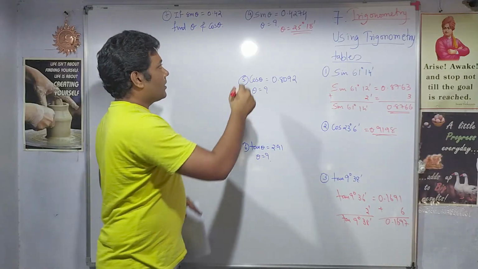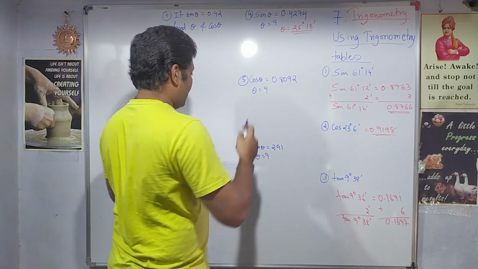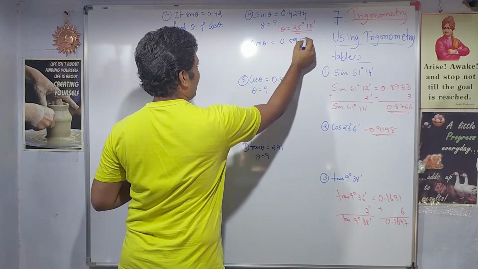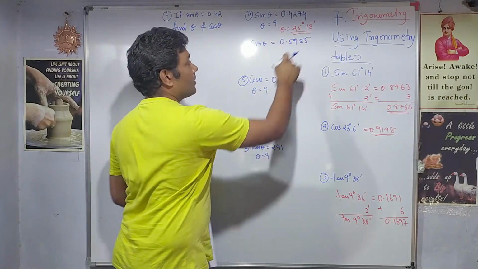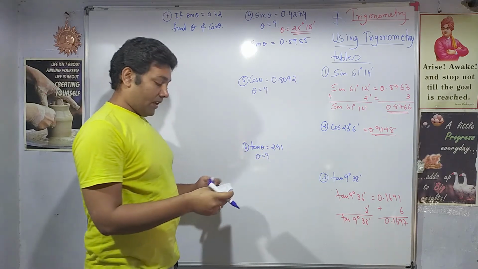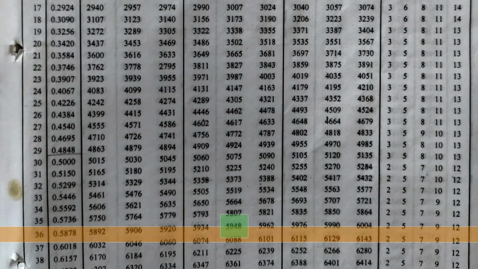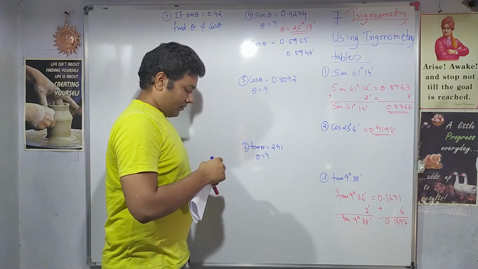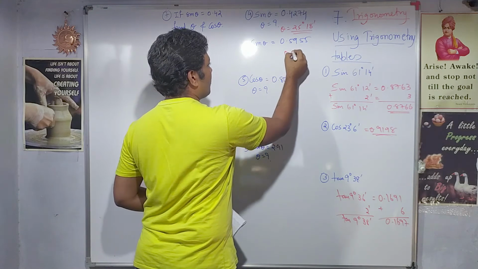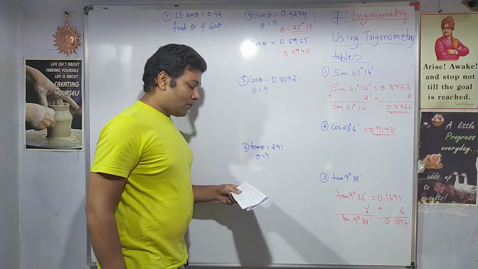Let me twist a question a little bit. If I am asked to find sin theta is equal to 0.5955. Now search this value in the table. I am sure you will not be able to find this value perfectly. So what do we do? The closest value which we find is 0.5948. So in this value what we are supposed to do?